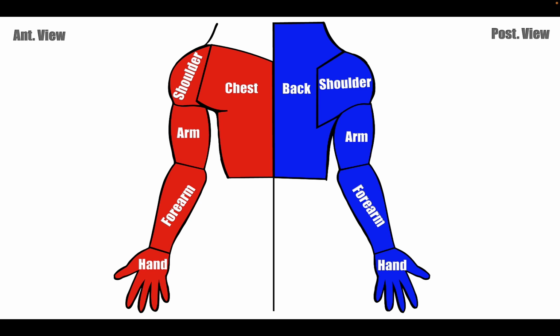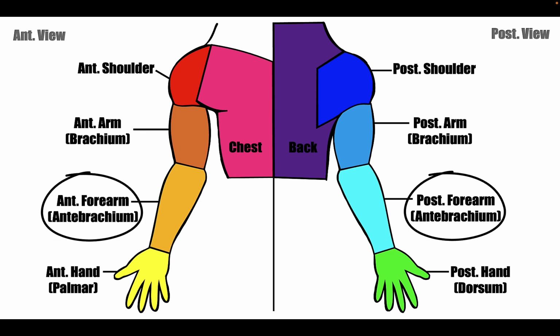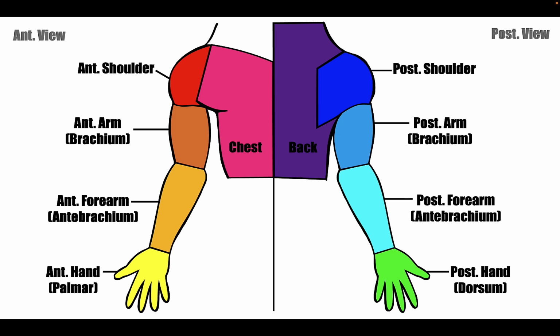And just some quick vocabulary notes before we begin connecting nerves to compartments. Remember, the brachium can refer to the arm, the antebrachium can be used to refer to the forearm, and the hand has specially named surfaces.